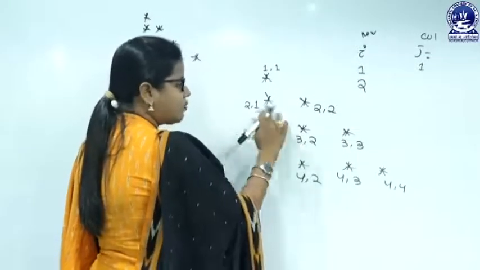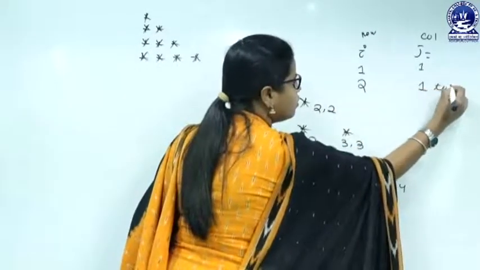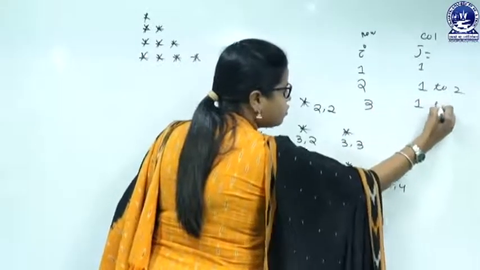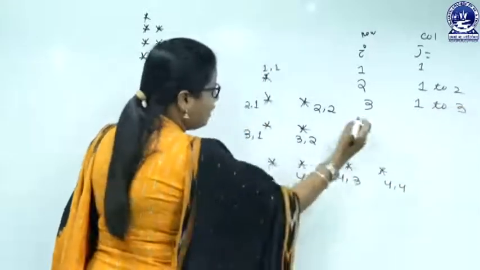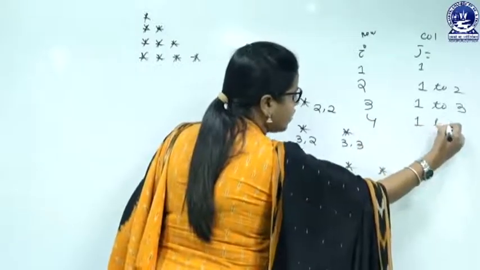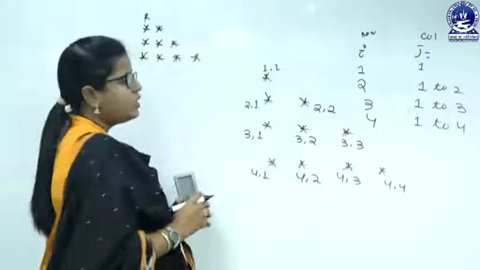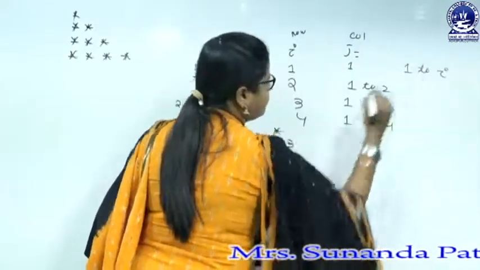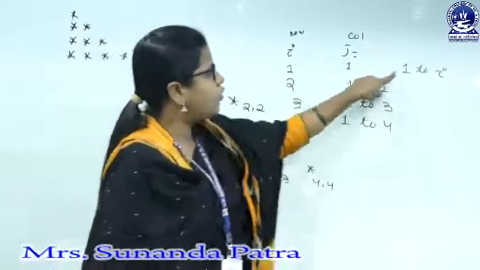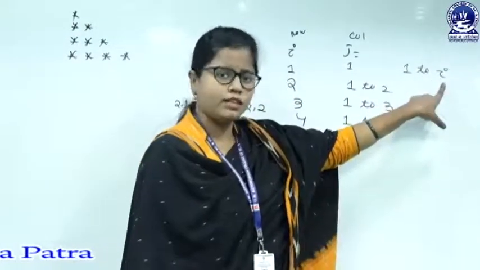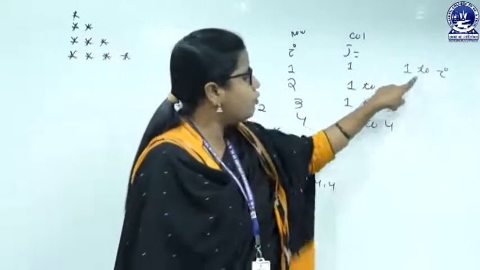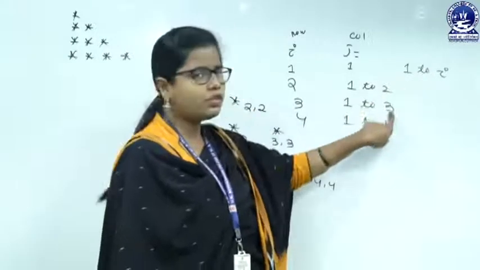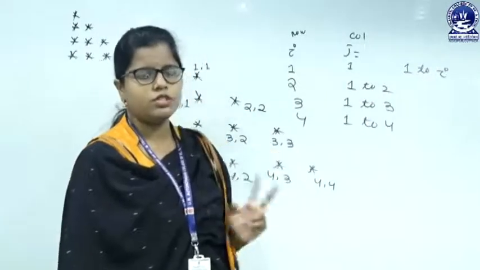1 to 2. When I value is 3, J value is 1 to 3. When I value is 4, J value is 1 to 4. So that means J ranges from 1 to I. Here is the 1, 1 to I, that means 1 to 1. Here is the 2, 1 to 2. Here is the 3, 1 to 3. Here is the 4, 1 to 4. So this is the logic.